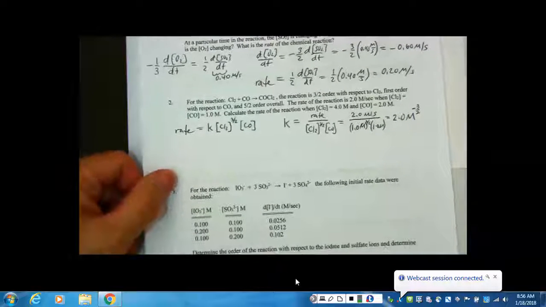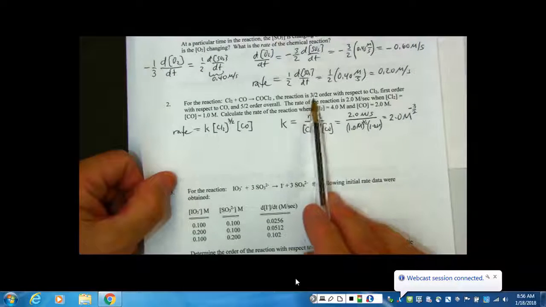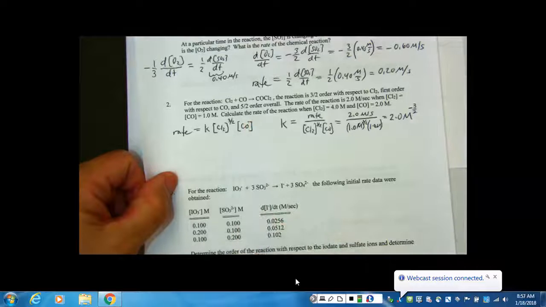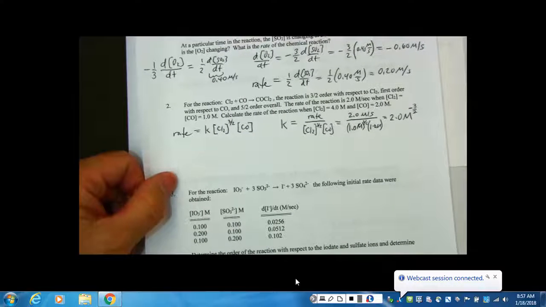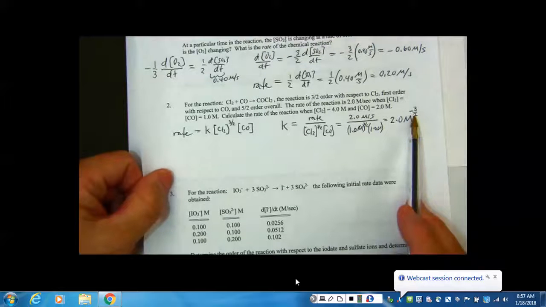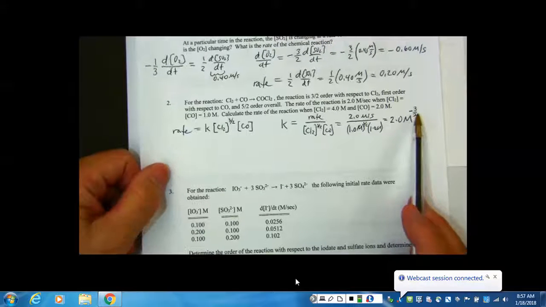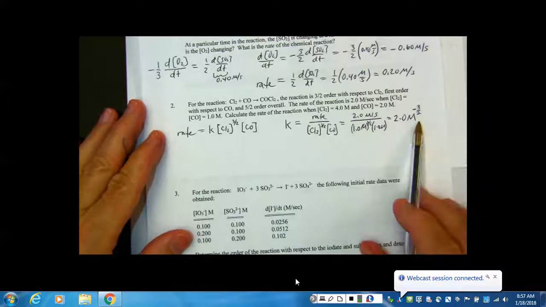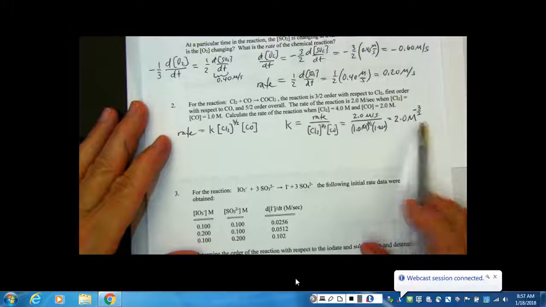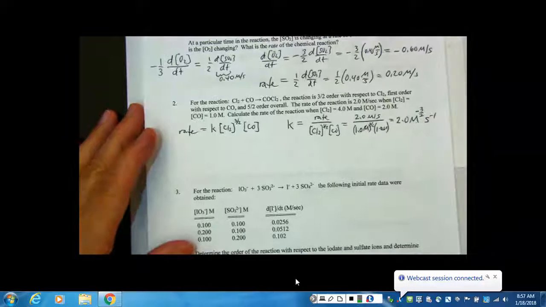Molarity to the 1 minus n. What is n here? 3/2 plus 1 is 5/2. What's 1 minus 5/2? Minus 3/2. Are you awake? You can do that math, right? 1 minus 5/2 equals minus 3/2. So that's molarity to the minus 3/2. And what else has to be on here? Seconds to the minus 1. Okay, so there's my rate constant.